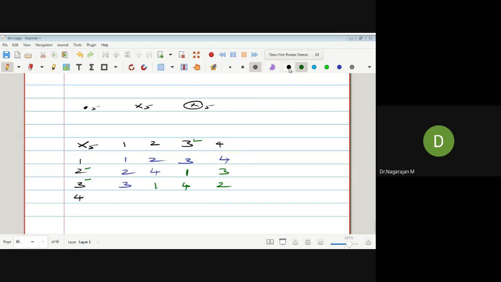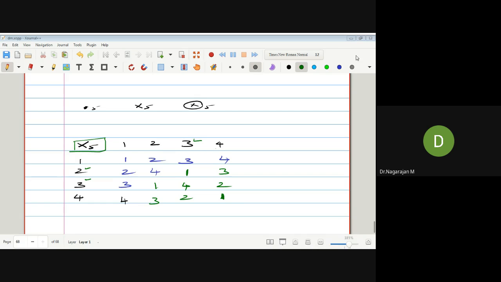Next, 4 into 1 is 4. What is the next element? 3. Then 2. Then 1. Very good. Any doubt regarding this addition modulo 5 and multiplication modulo 5 table? No, sir. Very good.